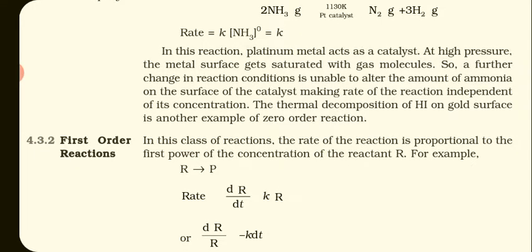In this reaction, platinum metal acts as a catalyst, which is a d block metal. At high pressure, the metal surface gets saturated with gas molecules, so a further change in the reaction condition is unavailable to alter the amount of ammonia on the surface of the catalyst, making the rate of the reaction independent of its concentration. The thermal decomposition of HI on gold surface is another example of zero order reaction. So try to remember the examples for zero order reaction, and for first order and so on.